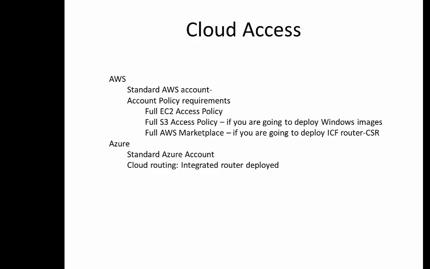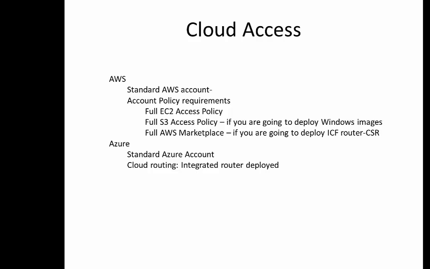Okay, now this is coming into the requirements side. If you are interacting with cloud, then you need certain access. AWS and Azure work in different ways. With AWS, by default you have no access. So you have to attach what they call a policy. You have to have the full EC2 access policy. You have to have the full S3 access policy if you are deploying a Windows image, and you have to have AWS Marketplace if you are deploying CSR.